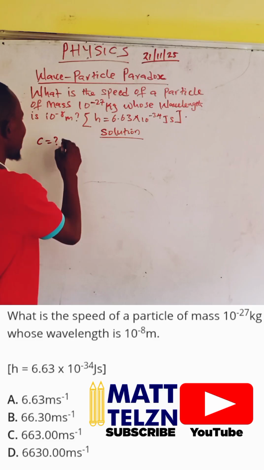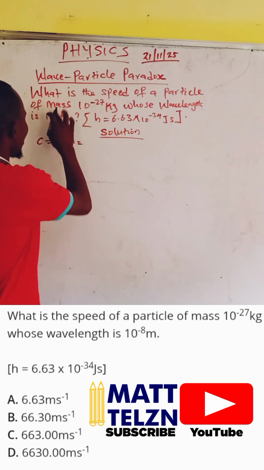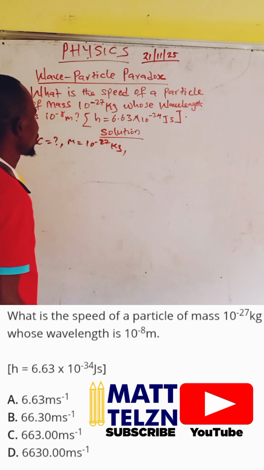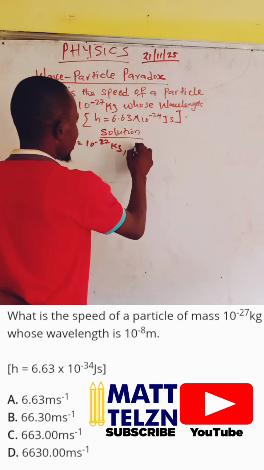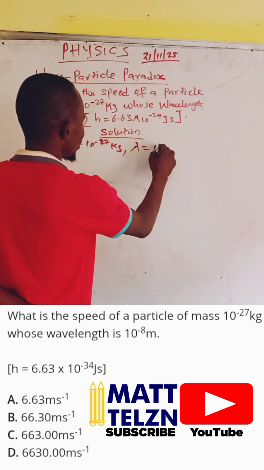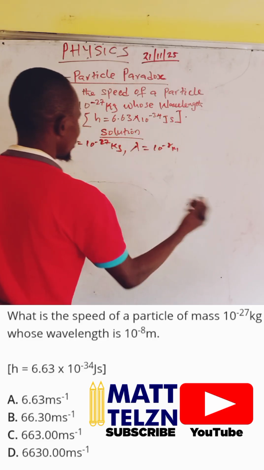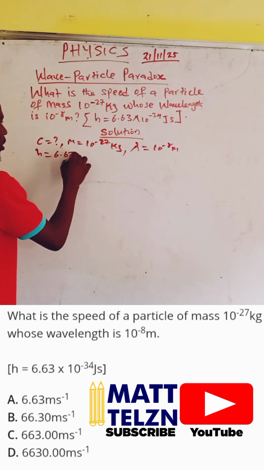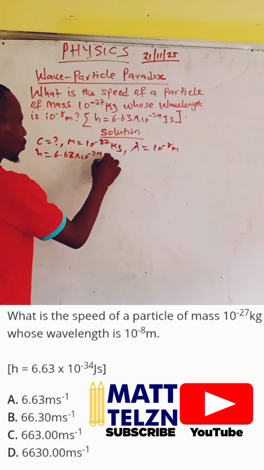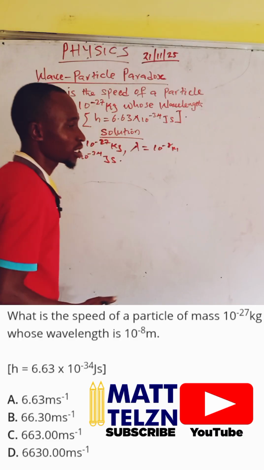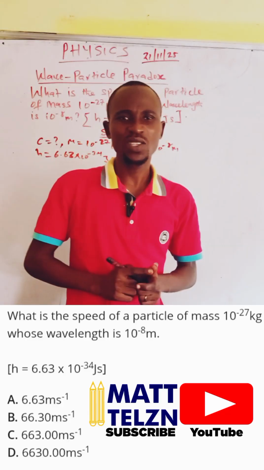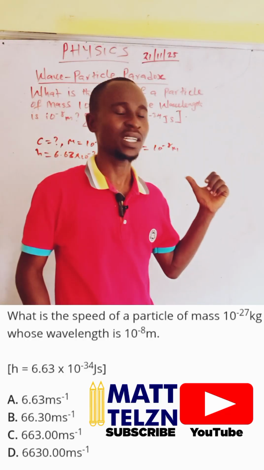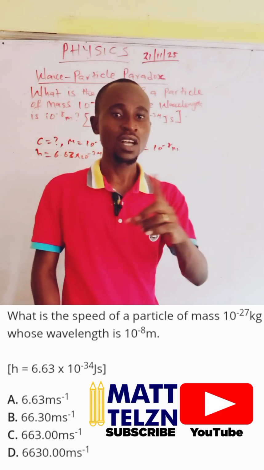And what is given, mass is given, our m is given as 10 raised to the power minus 27 kg. What again is given, wavelength, which is lambda, is given as 10 raised to the power minus 8 meters, right? Then my Planck constant H is given as 6.63 times 10 raised to the power minus 34 joules second, right? Good. Now, please can you stay with me for some background explanation to some formulas before we can answer this question, right? So let's go there.